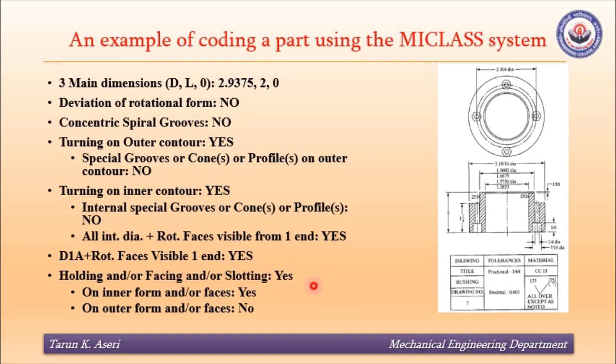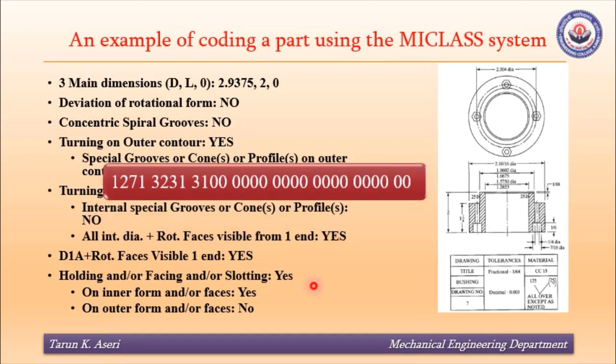Once the user provides all the answers to the questions in yes or no, and whatever other information is required, the computer will generate a code like this. So this is the code for this particular item, and from this code one can have an idea about the kind of product.